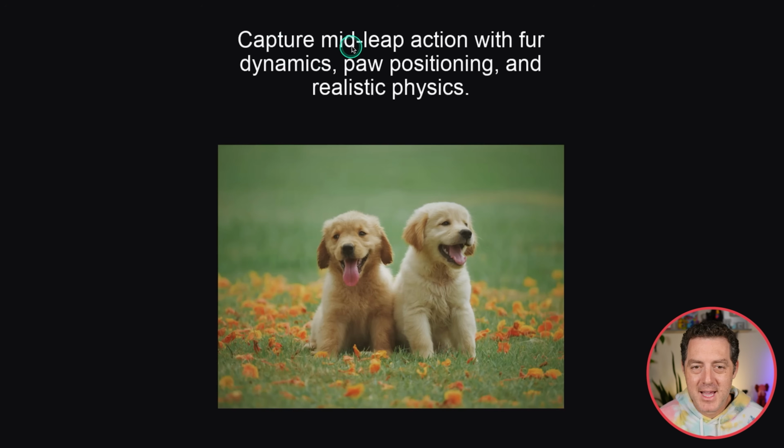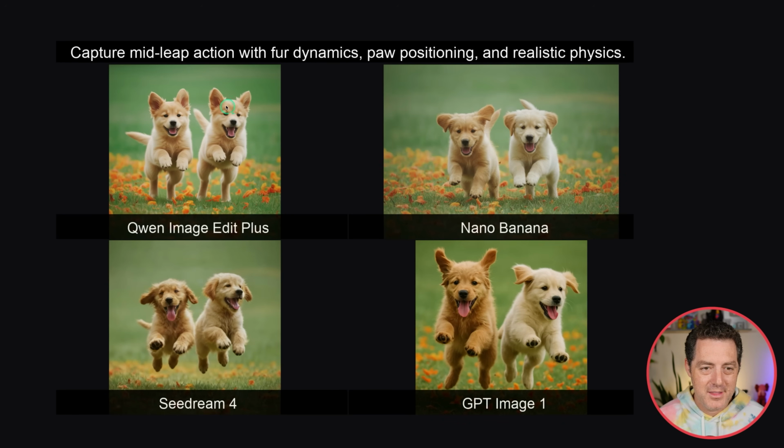Next, two puppies capture mid-leap action with fur dynamics, paw positioning, and realistic physics. Here we go. These don't quite look like the original puppies. Nano Banana coming in, absolutely looking amazing. These puppies look great. They look like the original. All of the physics are there. Seedream looks pretty darn good as well. GPT Image 1 is okay. I'm going to give this one to Nano Banana.